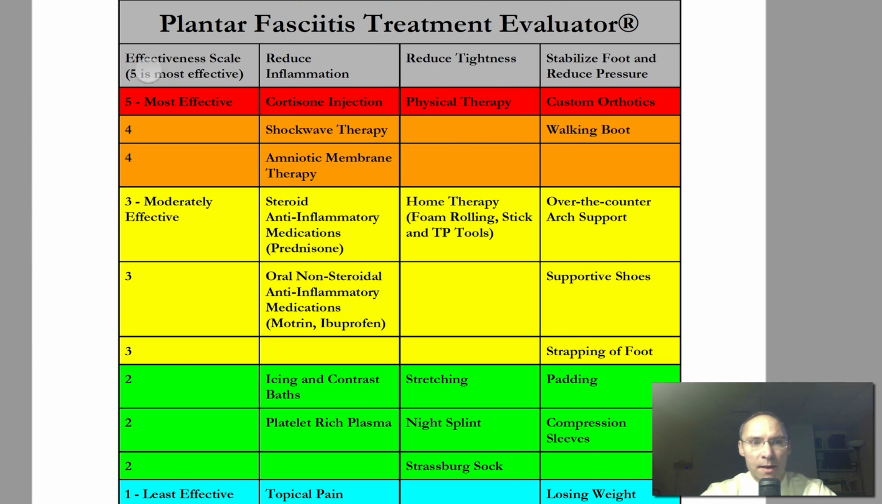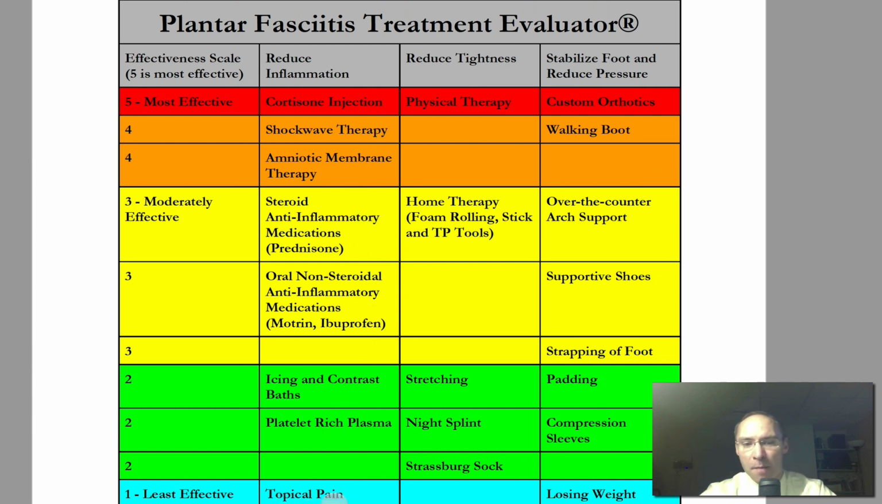I put here on the left side the effectiveness scale, so 5 being the most effective, 3 moderately effective, and 1 being least effective. And you may ask, well, doctor, how did you make this? Well, I made it just out of my training and also practicing the last 10 years what works with my patients. I get a lot of people who come in, and they're really doing a lot of the least effective things, and they want to get better, and they're not getting better, and they really want to avoid the most effective. So let's look first of all at what are some of the least effective things.